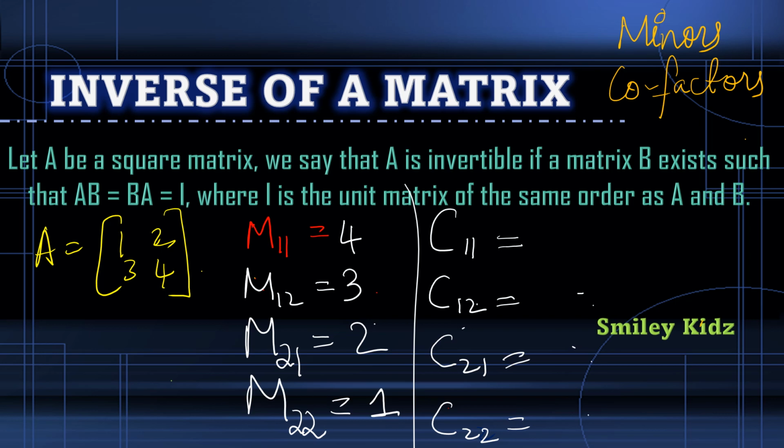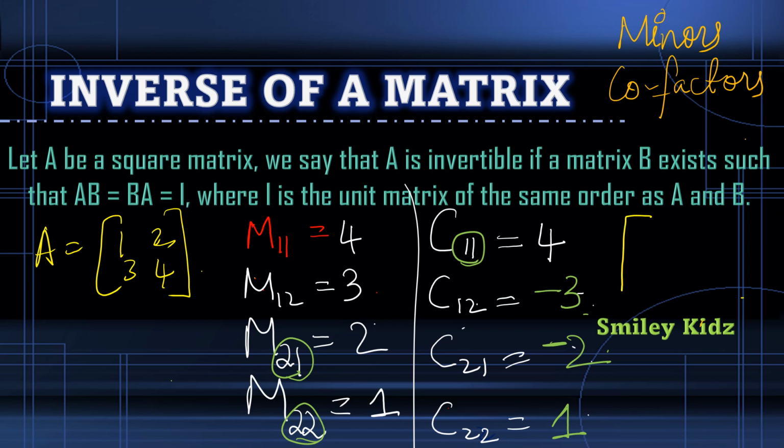Here, M11 will be equal to C11 equal to 4. Why? Because here you have an even number as their sum. Then, let's move on to M12. That will be equal to 3 and the sum is odd. So, let's change the sign to minus 3. Now, again, 2 plus 1 over here is 3. Again, it is odd. So, let's change the sign to minus 2. Here, 2 plus 2 is 4, so let's put it as it is. Now, these are the minors and cofactors.